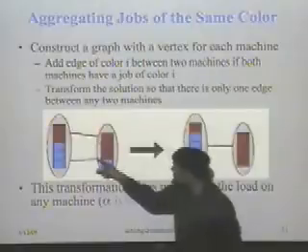You construct a graph with a vertex for each machine, and then you add an edge of color I between 2 machines if both machines have a job of color I. Okay? And then you want to transform this solution so there's only one edge between any 2 machines. Okay? So imagine that there are 2 edges between a machine. So there's a red edge between these machines and a blue edge.